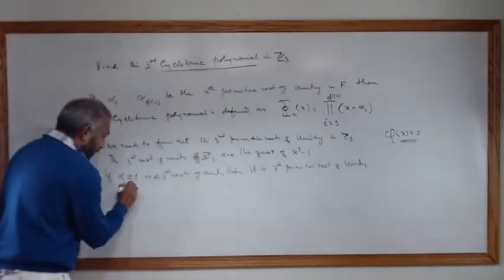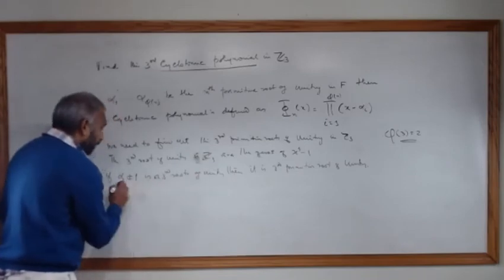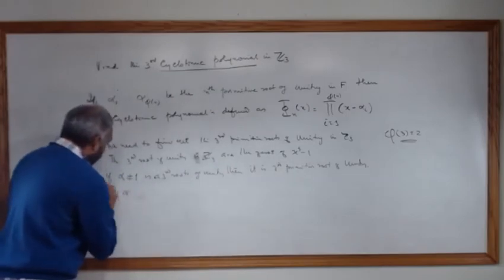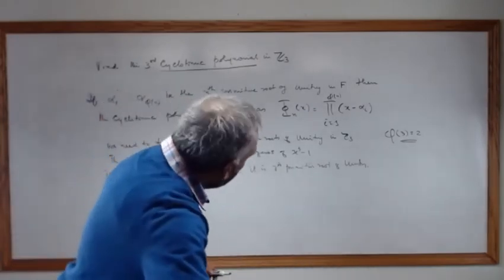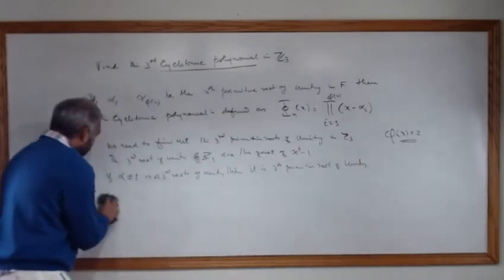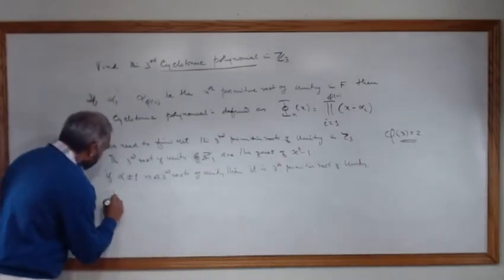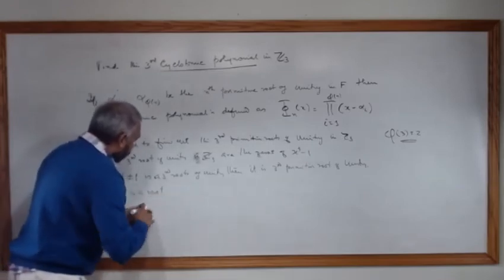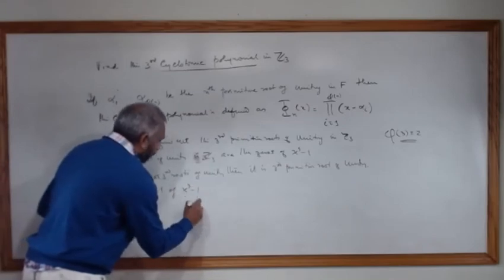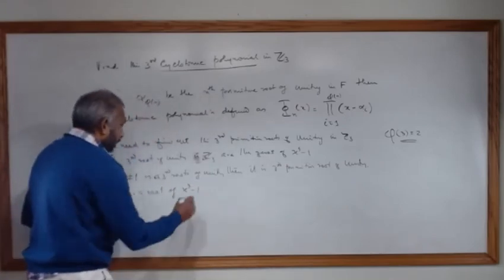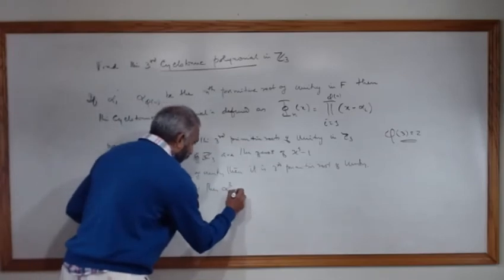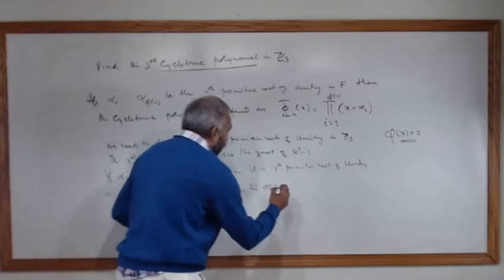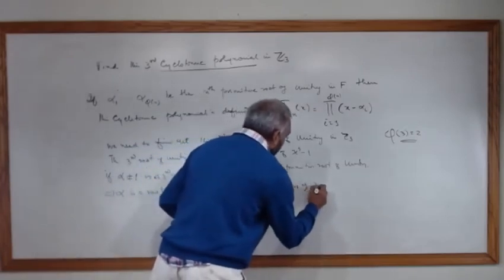And if alpha is a root of unity, then alpha is a root of x cube minus 1. Then alpha square is the other zero of x cube minus 1.